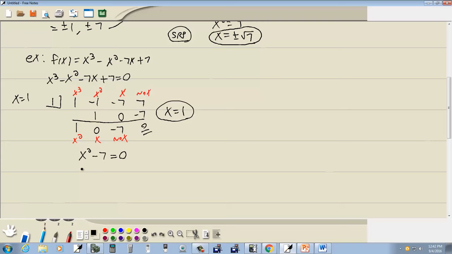Now, the square root property: we're going to take the negative 7 over. It gives us positive 7. And the square root property says if you have something squared equal to something else, you drop your squared, and you put a plus or minus square root around the other side. And that gives us our other two answers.